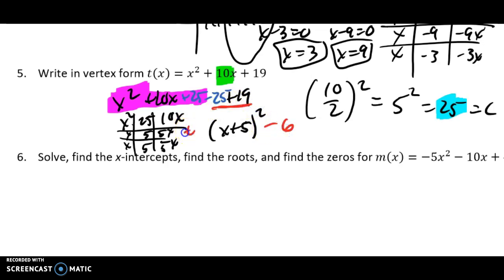And this is t of x equals. And that's vertex form. So remember, whenever we think vertex form, a quick way to do it is to complete the square. There are other ways to do it that I've taught you in the class though.